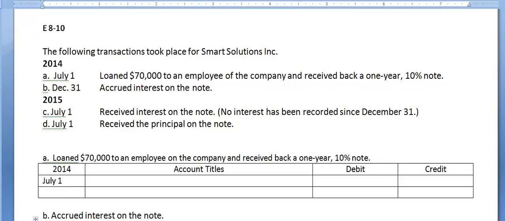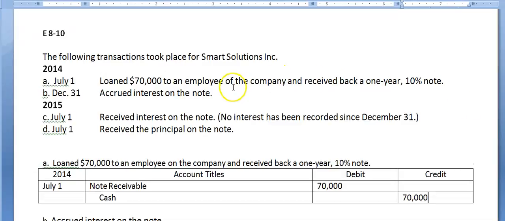In problem E8-10, we're told the following transactions took place for Smart Solutions Incorporated. On July 1st, 2014, Smart Solutions loaned $70,000 to an employee of the company and received back a 1-year 10% note. Okay, so we are giving the employee $70,000. They're giving us a note receivable. When we receive a note, we debit the asset note receivable. And what are we giving the employee? Cash. So we'll credit cash to record that loan. Now we don't record any interest yet. Interest only accrues over time.